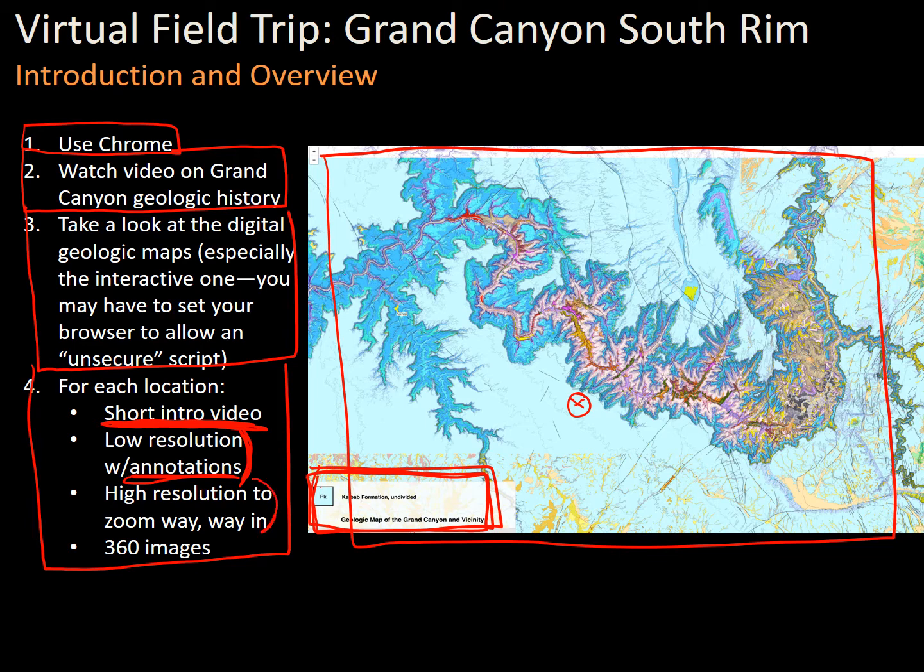There's also a number of high-resolution images where you can zoom in, zoom way, way in, and see things at much greater detail than even if you were standing there. And then there's also one or more 360-degree images, which allow you to look around in all directions.